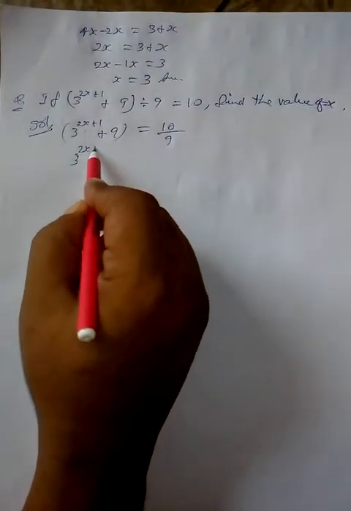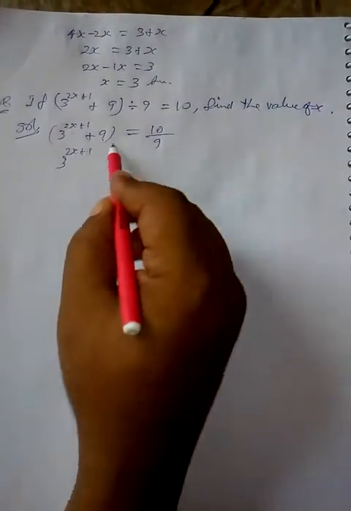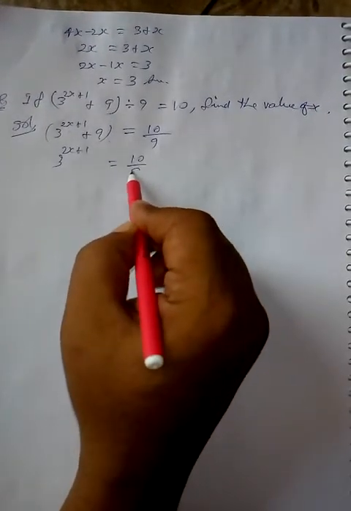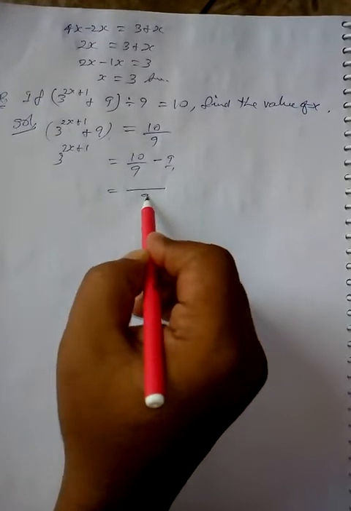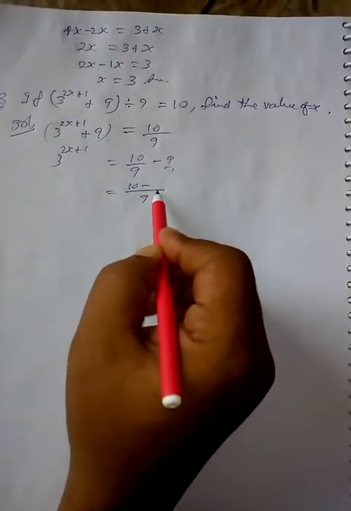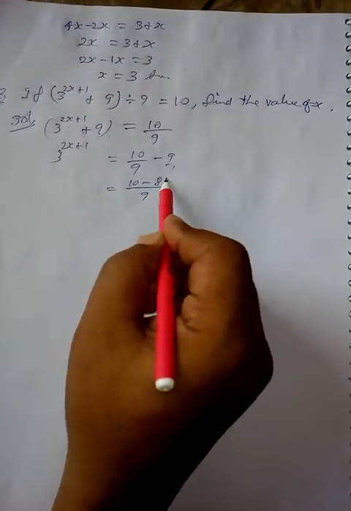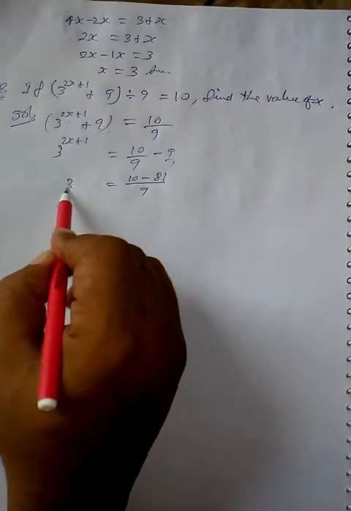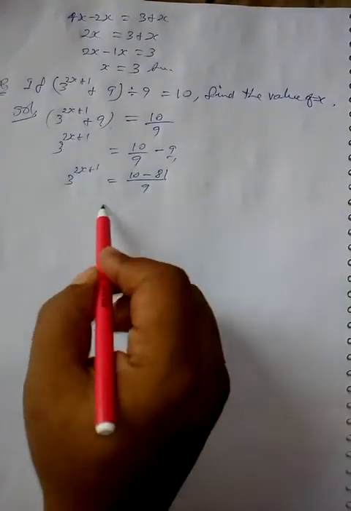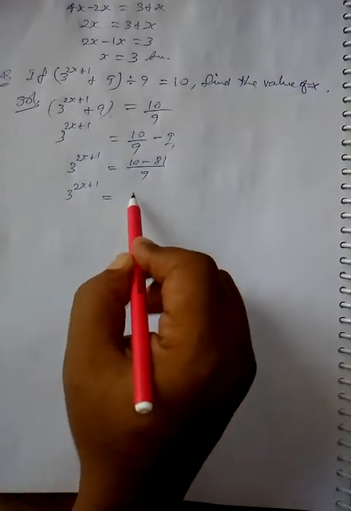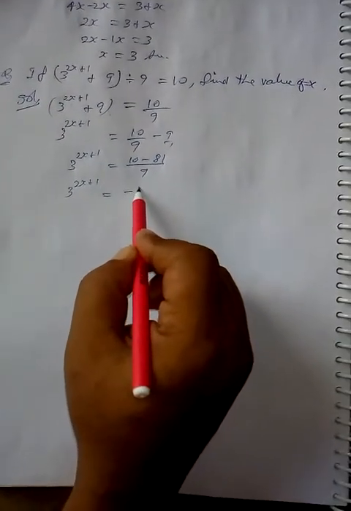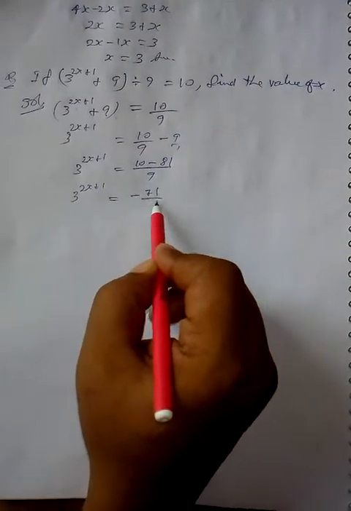3 raised to power 2x plus 1. Now 9 is transposed to right hand side, it becomes minus. Now take the LCM. 10 minus 9 into 9 is 81. 3 raised to power 2x plus 1. Now 3 raised to power 2x plus 1 is equal to minus 71 by 9.